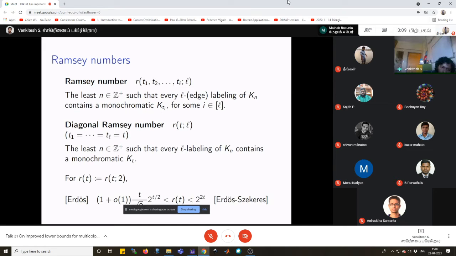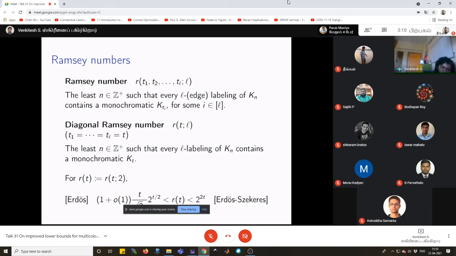Let's look at some very classical stuff that we already know. The case when the number of labels is 2, a binary coloring, is the first non-trivial case, and we just denote it as R(T). Erdős and Szekeres, by a very neat argument, gave the first upper bound of 2 to the 2t, or in other words 4 to the t, on R(T).